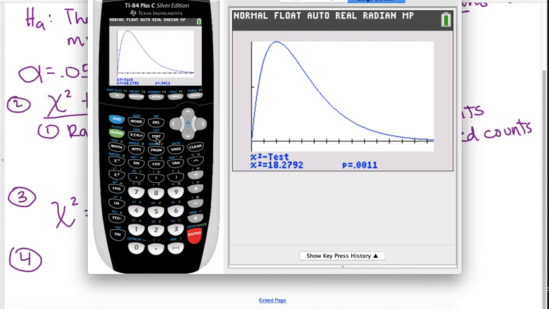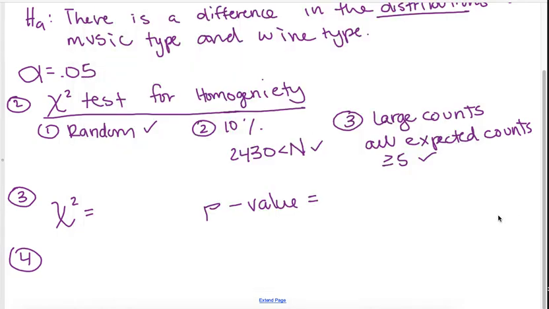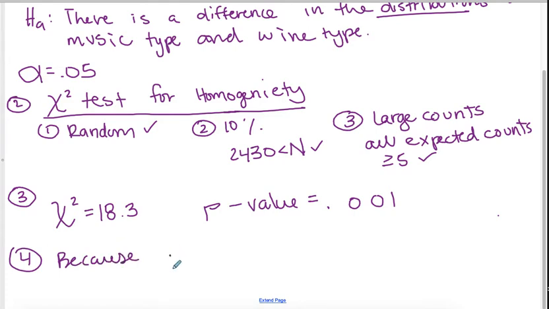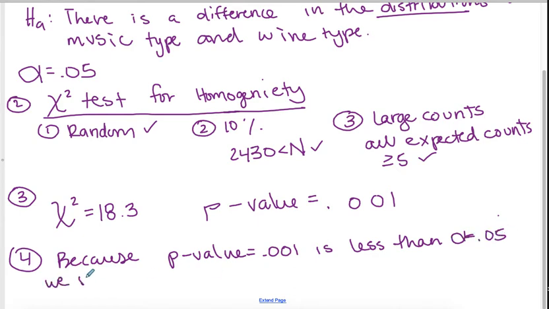We have a chi-squared that's big, 18.27, meaning we're observing some sort of difference here. And our p-value is 0.001, which also causes us to reject. All right, so when we come back here, we have 18.3 and a p-value of 0.001. So our conclusion here, because the p-value equals 0.001, is less than the alpha of 0.05, we reject the claim.